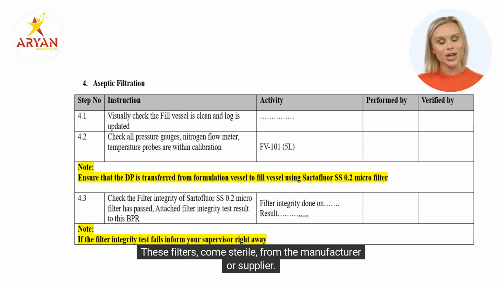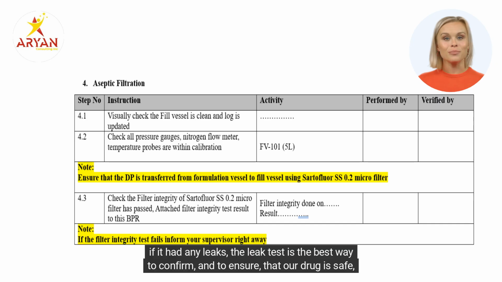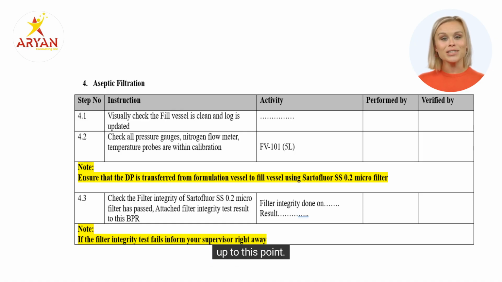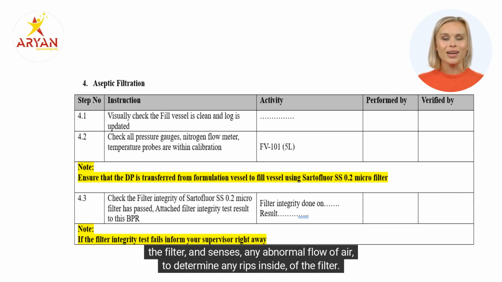These filters come sterile from the manufacturer or supplier. You just use them, but how to ensure that the filter you used was not compromised, or in other words, if it had any leaks? The leak test is the best way to confirm and to ensure that our drug is safe up to this point. Filter integrity test machine is provided by the filter manufacturer, which applies air pressure to the filter and senses any abnormal flow of air to determine any rips inside of the filter.